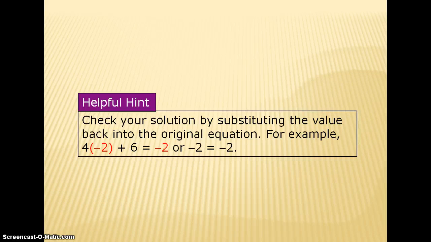Now when you check your solution, make sure you plug the variable value into every possible spot that it needs to go into. So if we check our solution for this, it would be 4 times negative 2 plus 6 equals negative 2. And it does come out as a correct solution.